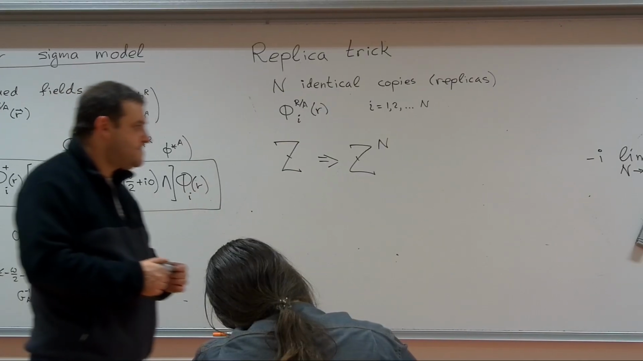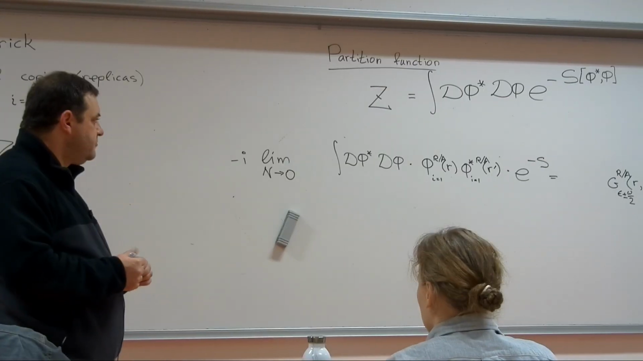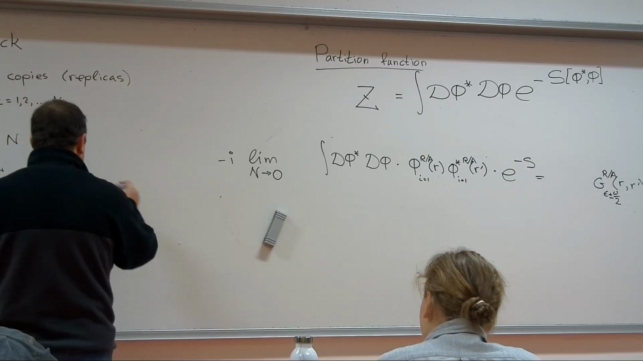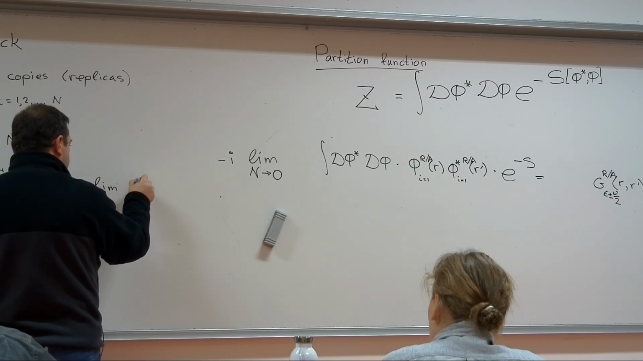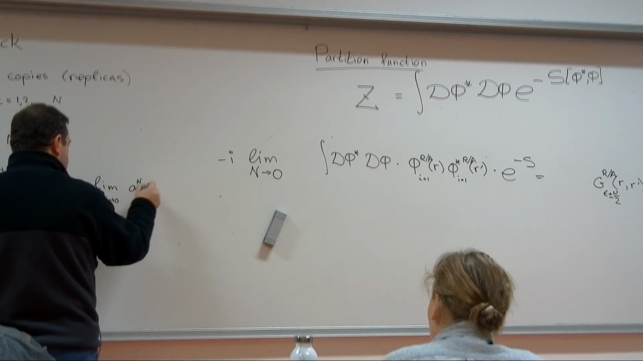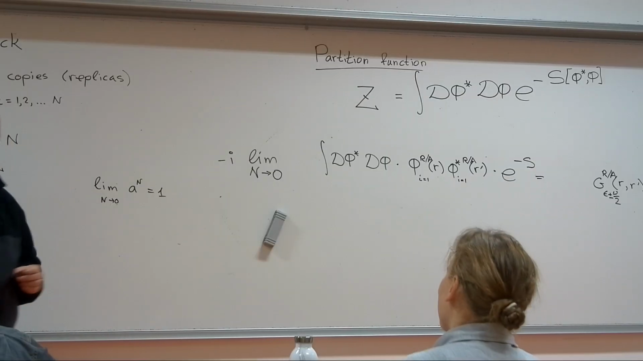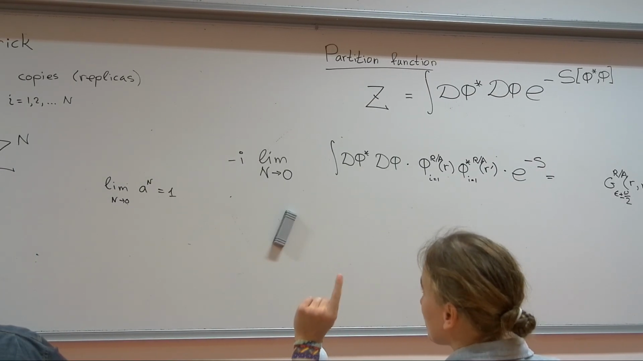How is that Z to the n and so on? Yeah, the limit of any number to the power n when n goes to 0 equals 1. This is the basic identity.